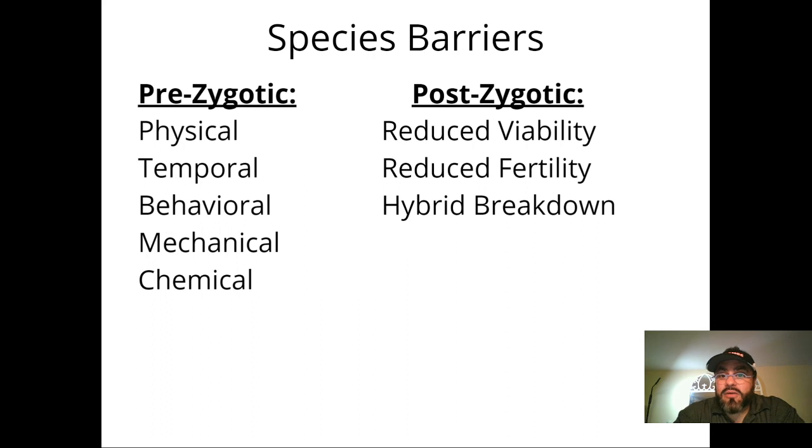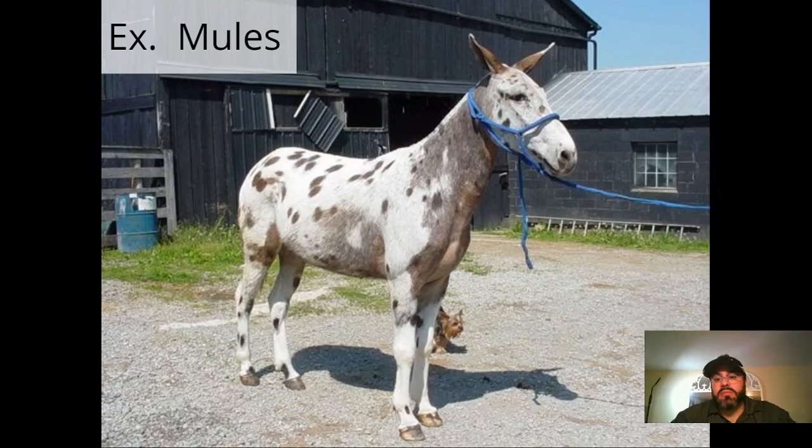And then after, you have postzygotic barriers. If they did have sex and were successful, there are some other postzygotic barriers. So reduced viability: the offspring does not survive. Reduced fertility: the organism cannot have offspring of their own, so they're no longer able to reproduce. Or hybrid breakdown. Here's an example: mules.